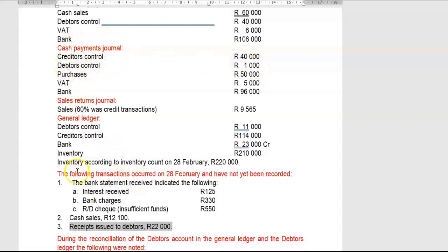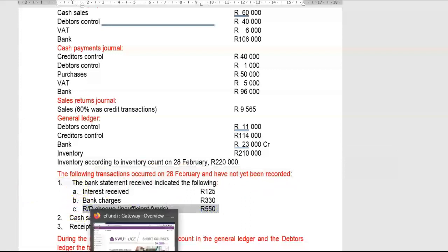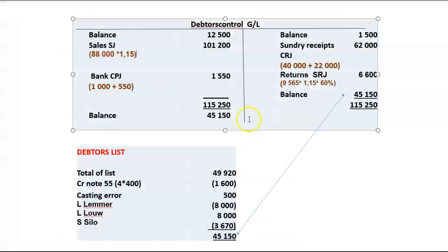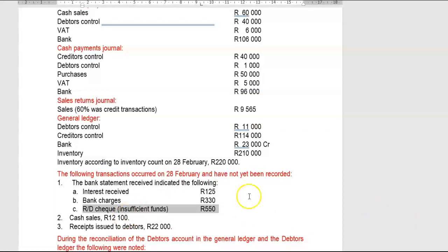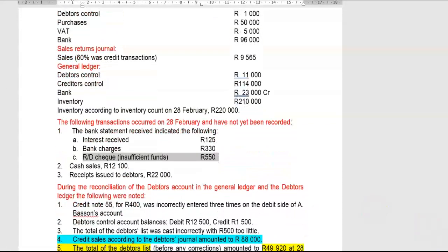And then the transactions on the 28th that have not yet been recorded: there was also an RD check that we haven't posted as yet of 550 rand. So on the debit side of our debtors control account, there would have been bank 1,000 plus the 550, which gives us 1,550 rand. Cash sales has got nothing to do with debtors.